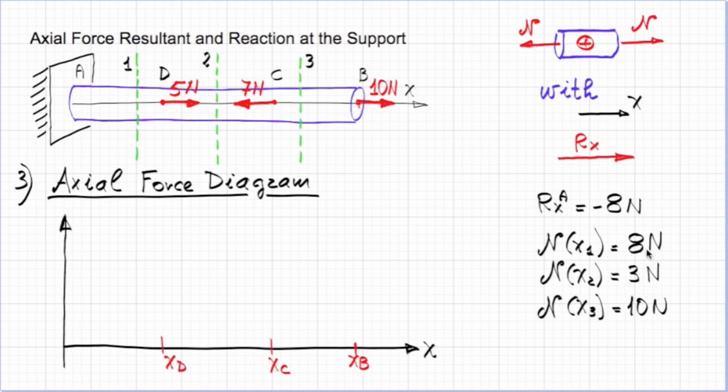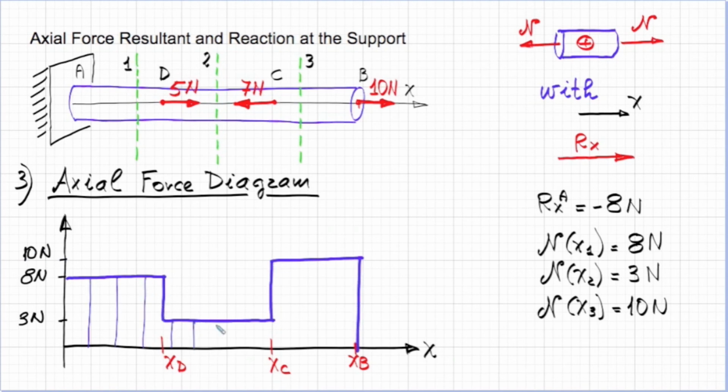Now you know that the axial force is equal to 8 newtons between the wall and section D. Then you know that it is equal to 3 newtons between section D and section C. And you know that it is equal to 10 newtons between section C and section B. So here is your axial force diagram. There is an example problem following this video segment where you can practice these ideas.